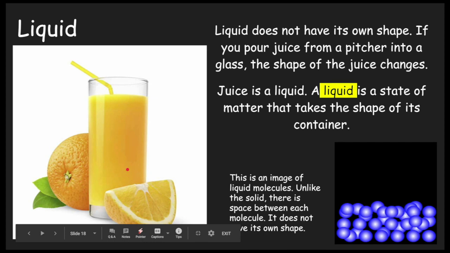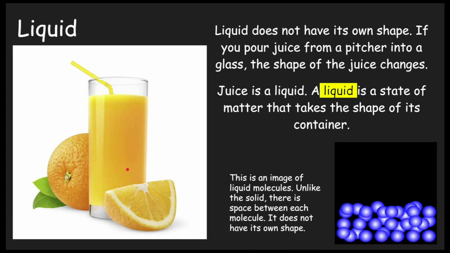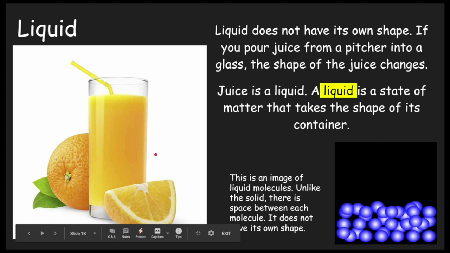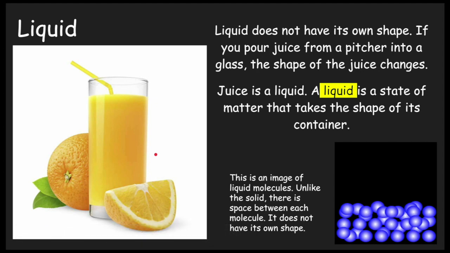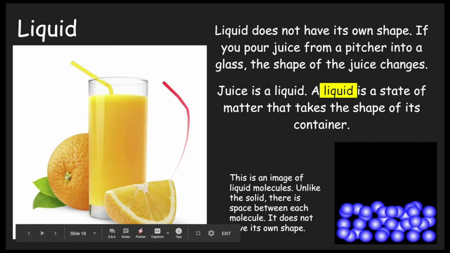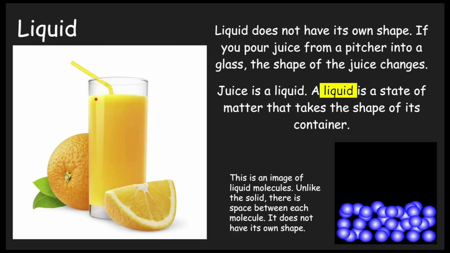But if I took this glass of orange juice and poured it onto the ground, it would not have a cylinder shape anymore. Instead, it would make the shape of a puddle. If I poured this orange juice into a different cup, then it wouldn't make the same shape as this glass. It would make the shape of the new cup. See, liquid does not have its own shape. Juice is a liquid. A liquid is a state of matter that takes the shape of its container. So that's exactly what I just said.